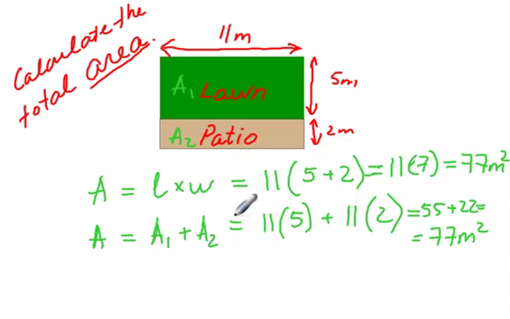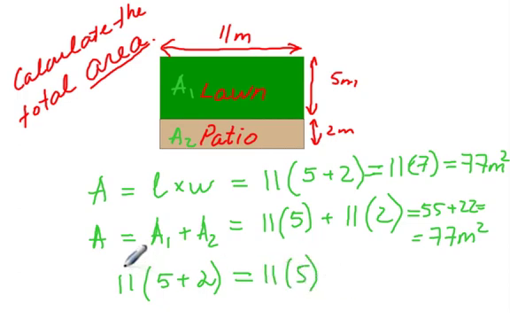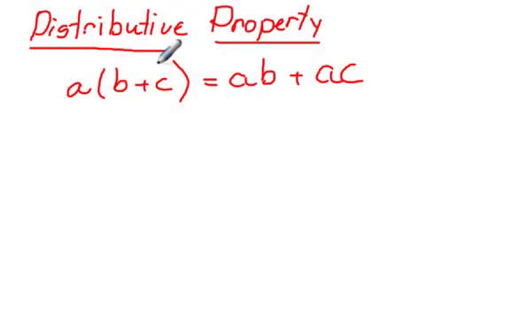So what this leads us to is what's called distributive property. So 11 times 5 plus 2 equals 11 times 5. So we multiply 11 by 5 plus 11 times 2. And it's called distributive property. Before we go on to examples with variable terms, let's look at some examples where we just have numbers.